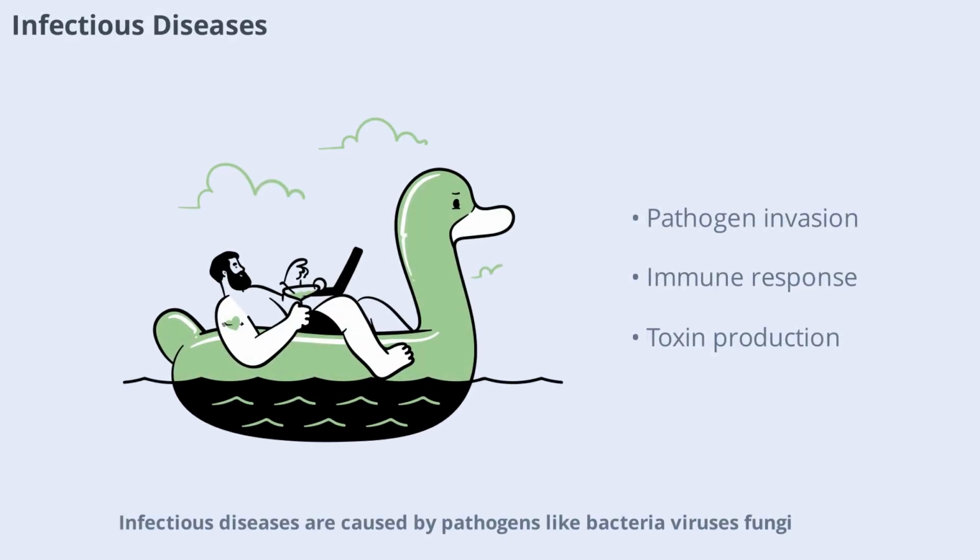Infectious diseases are caused by pathogens like bacteria, viruses, fungi, and parasites. Pathophysiological processes include the invasion of tissues, immune responses, and toxin production. Each pathogen has unique strategies for survival and spread, leading to a wide range of symptoms and complications. Understanding the mechanisms of infection helps in developing vaccines, antibiotics, and public health measures to control outbreaks.